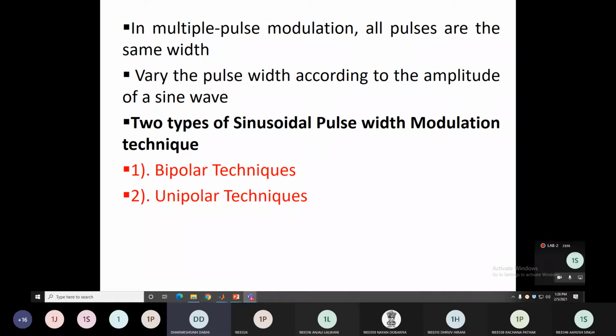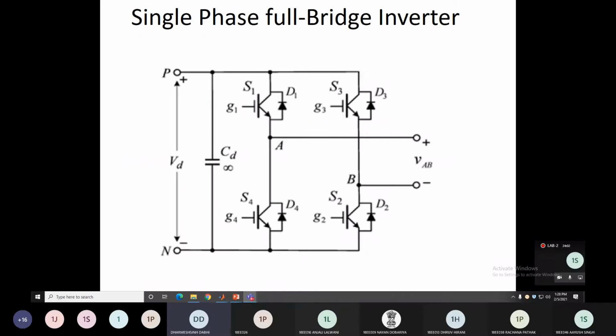Okay. So let's see the bipolar PWM technique first. In the bipolar PWM technique, our inverter circuit is as it is. This is a single phase bridge inverter, a full bridge inverter. You can see that here we provide the DC supply. But here we put the capacitor.